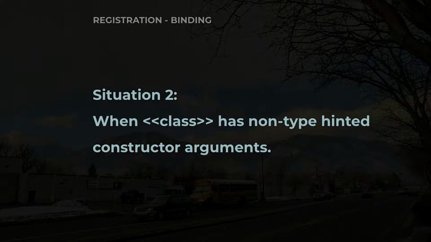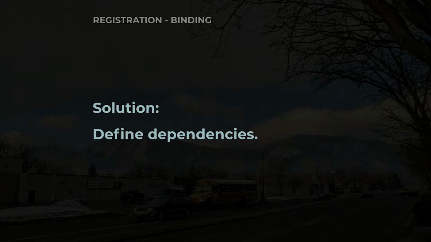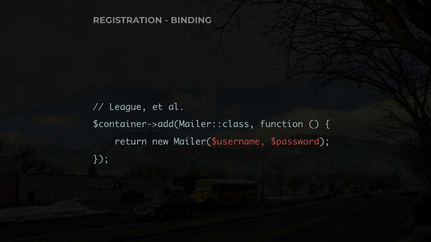Situation 2 is when a class has some constructor arguments which are not type hinted. For example, the first few arguments might be type hinted, but then it has a host string typed parameter. That's not really resolvable by the container. There's no type hint there, except for a string. The solution is to define dependencies. Again, we can use container add, just create an anonymous function, and this anonymous function will be called by the container. Create a new mailer, inject the username and the password.